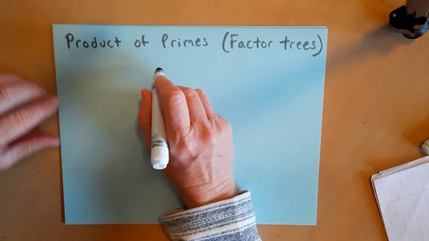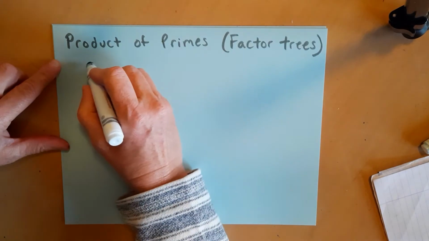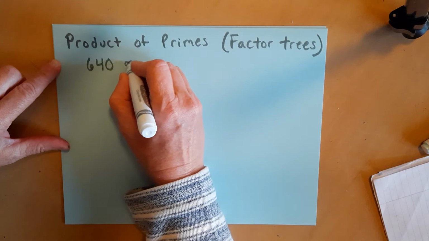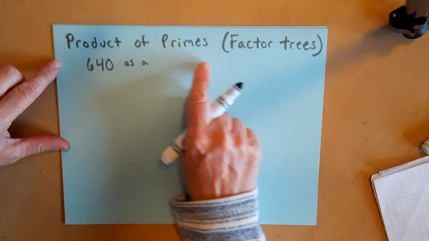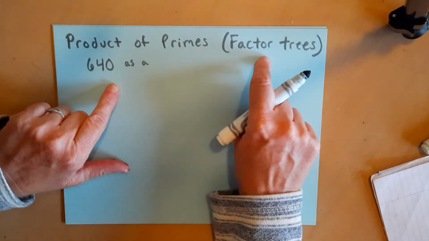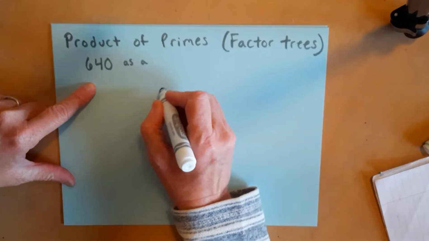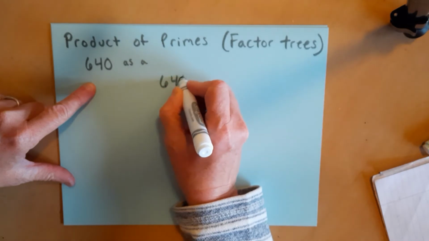So if your homework said to write 640 as a product of primes, then you can remember that means, oh yeah, we're going to make a factor tree like we did in class. So you start off by putting 640 at the top.